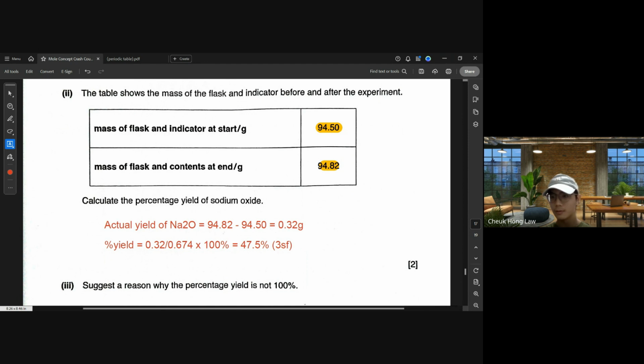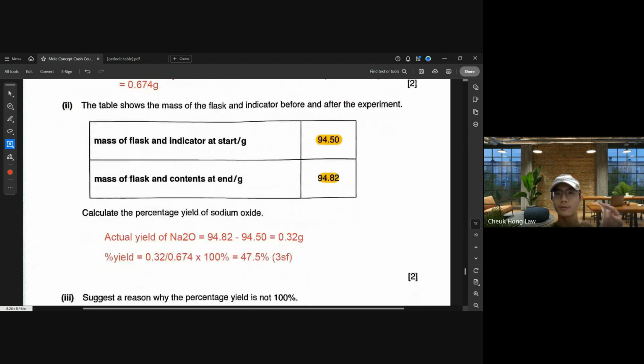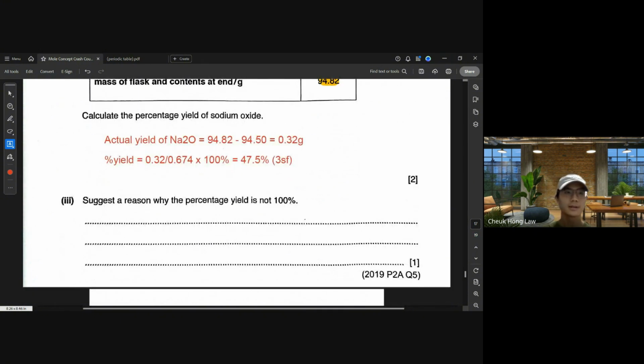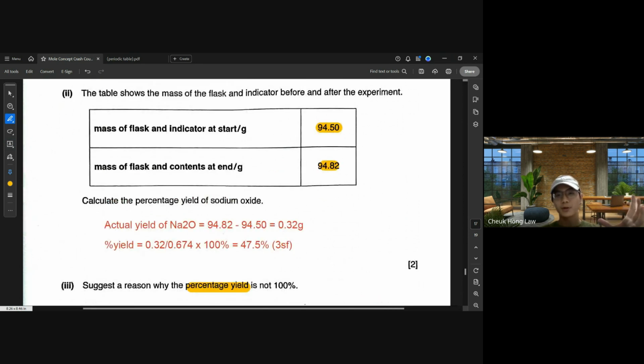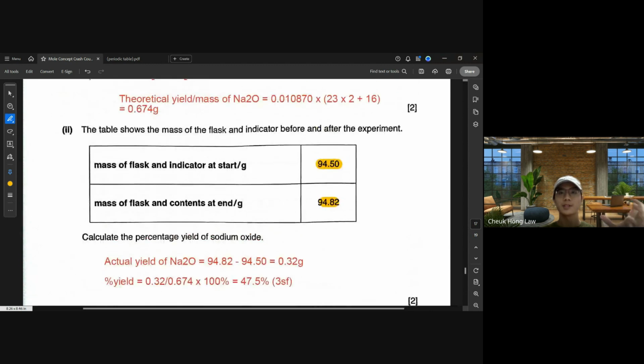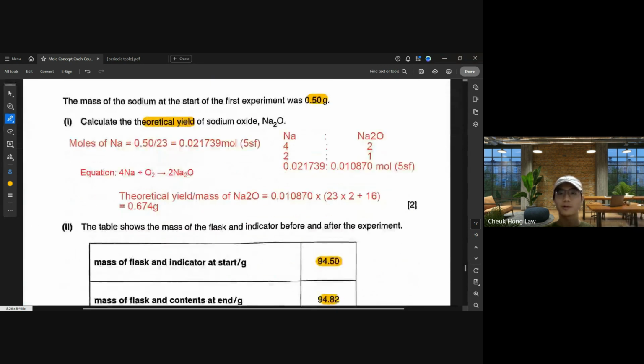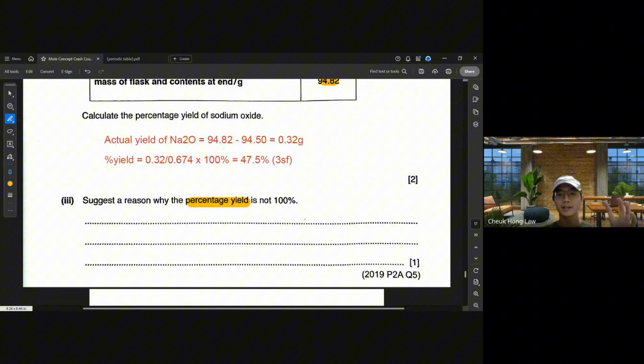If the chemical equation was wrong... yeah, so it's very important to write the correct chemical equation, and also very important to balance it. Suggest a reason why the percentage yield is not 100%. Okay, why is the percentage yield not 100%? Usually it's because there are impurities, right? There are different impurities that react with oxygen to form oxides. And what happened to these oxides? They are gas, right? So they will actually escape into the atmosphere. Okay, so this is the full answer.